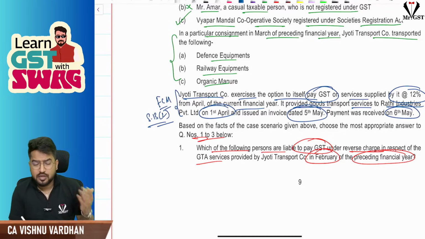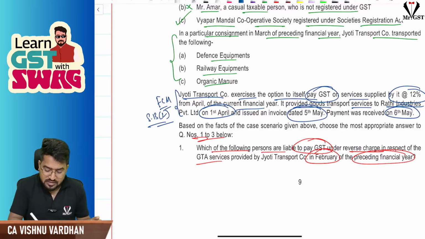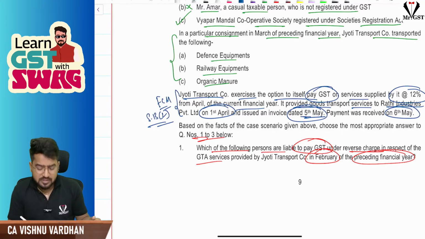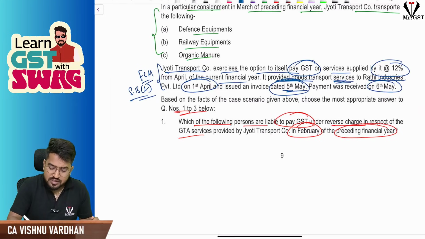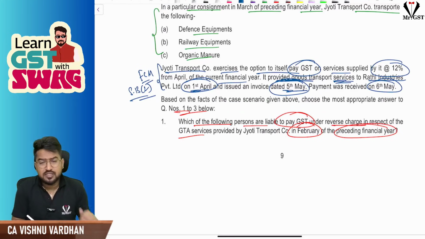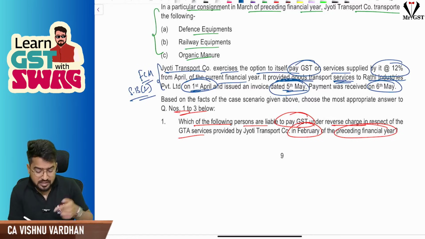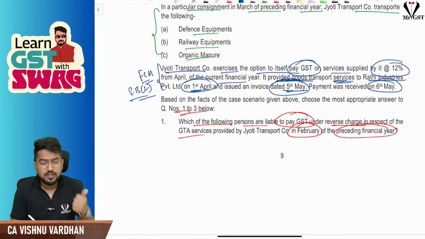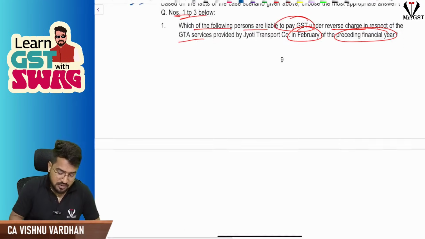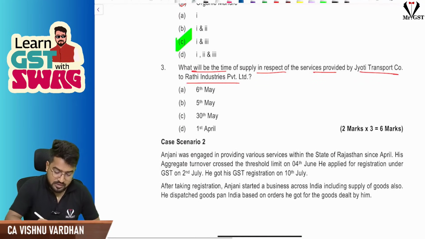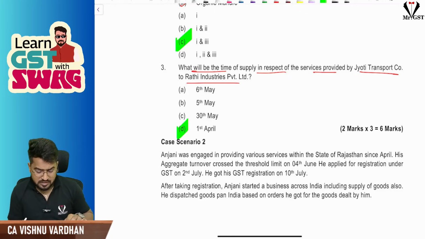So what we have to see is whether the invoice is raised within the time limit. Invoice is raised within 30 days. 30 days is the time limit for services. Goods transport services are provided on 1st April, that means service is over on 1st April. Invoice should be raised within 30 days, but it is raised on 5th May, means after 30 days. So we will see date of completion of service or date of payment, whichever is earlier. The 1st April or 6th May, which is earlier? 1st April is earlier. So the answer is option D here. Okay, that is the first case scenario.